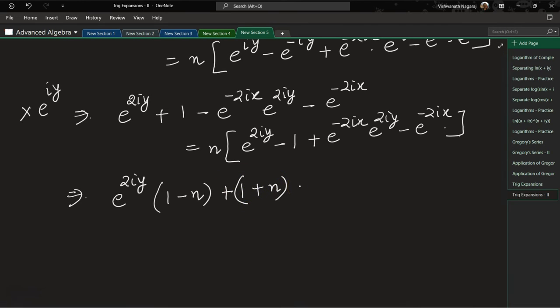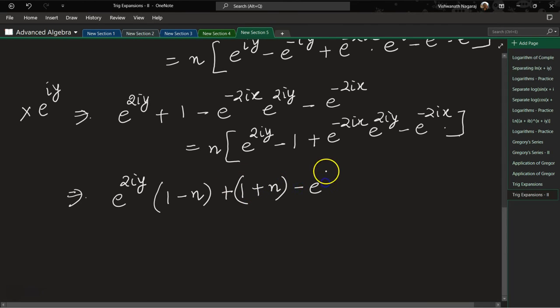Okay, now let's take e to the power of minus 2ix, e to the power of 2iy. So this one and this one. But here we have an n. So if we take out 1, we take out common here. So what are we left with? We should have a minus 1 here. So we have minus 1. This comes to this side. So it becomes minus n. Minus is already there. So plus n.